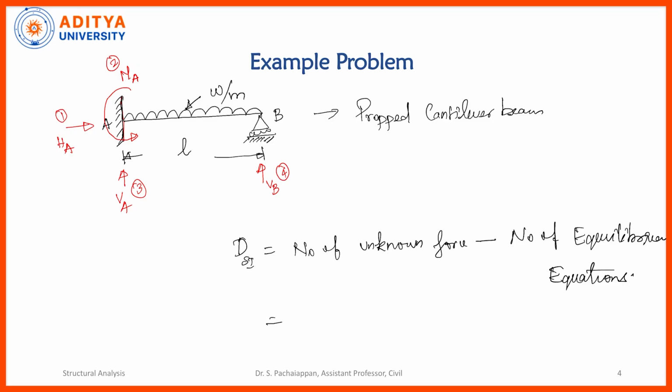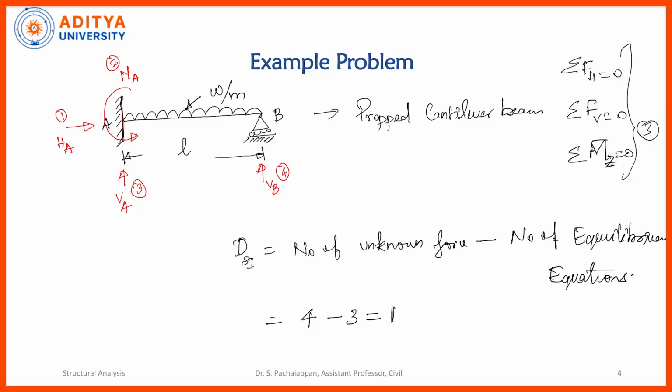So we know what the equilibrium equations are: summation of all the horizontal forces equals 0, summation of all the vertical forces equals 0, summation of all the moments equals 0. So the total number of available equilibrium equations is 3, and the total number of unknown forces is 4. So 4 minus 3, we are getting the value 1. That means this 1 represents the propped cantilever is a statically indeterminate structure.